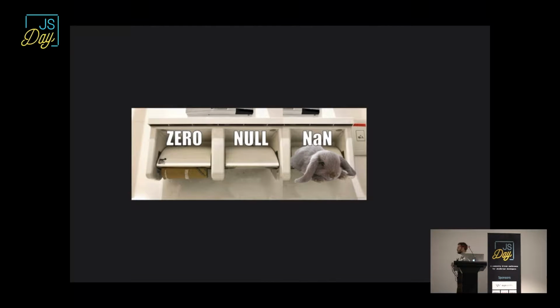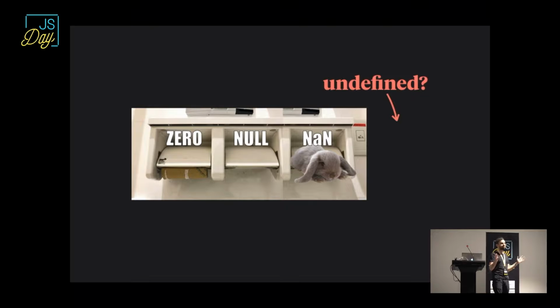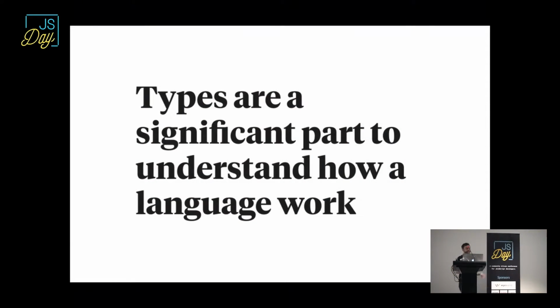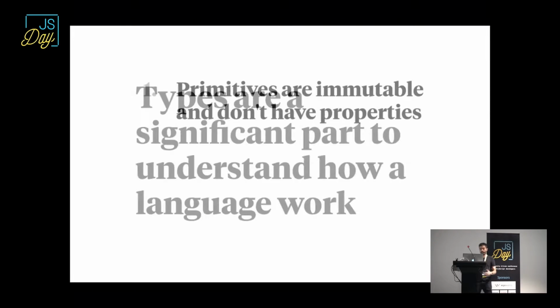So it's kind of odd the way that we treat types in JavaScript and values in JavaScript in general. For example, we have 0 and also null, and also not a number, and oh, there's an undefined too. No, that's not defined. It's not a good joke, sorry. But the point is that types are a significant part to understand the language and the way that we write code. It's very important to understand the types of a language for that.